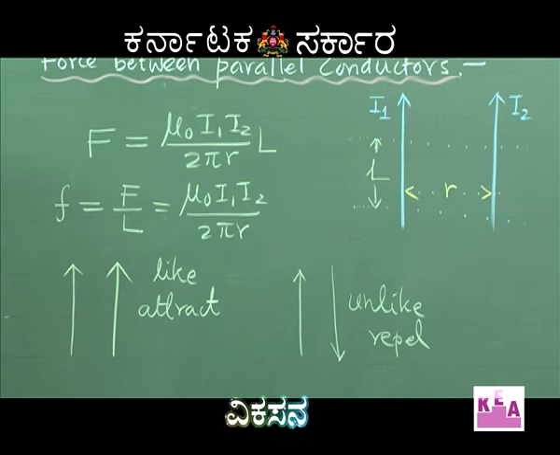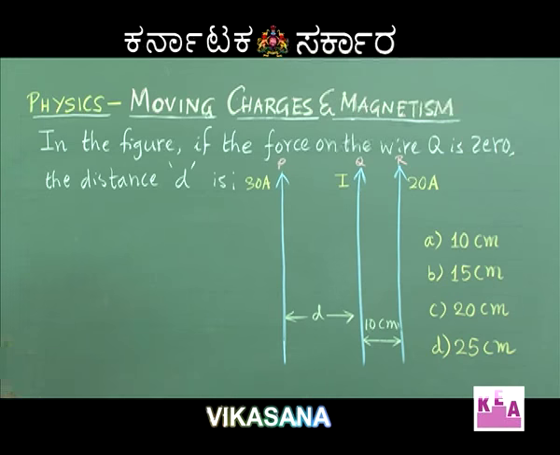Now, let us solve some problems on this idea. In the figure, if the force on the wire Q is 0, the distance d is A 10 centimeter, B 15 centimeter, C 20 centimeter, D 25 centimeters. You can see the figure here.